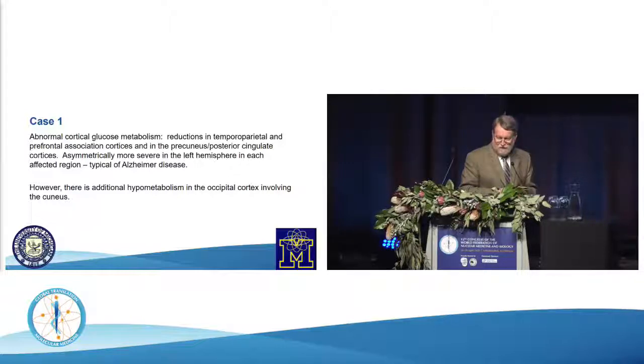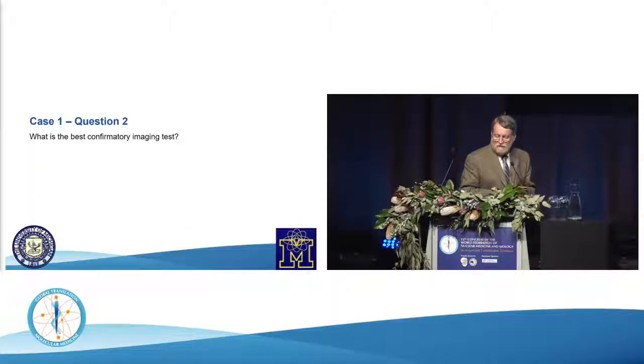However, you all noted there was additional hypometabolism in the primary visual cortex. And this is indeed most consistent with Lewy body dementia. However, the referring physician was reluctant to accept this diagnosis. Why, I'm not sure. So the question then is, is there a confirmatory imaging study we can do to convince them this is the case? So would you do MRI with morphometry? Would you do an ioflupane SPECT scan? Would you do an A-beta amyloid scan? Or would you do tau PET?